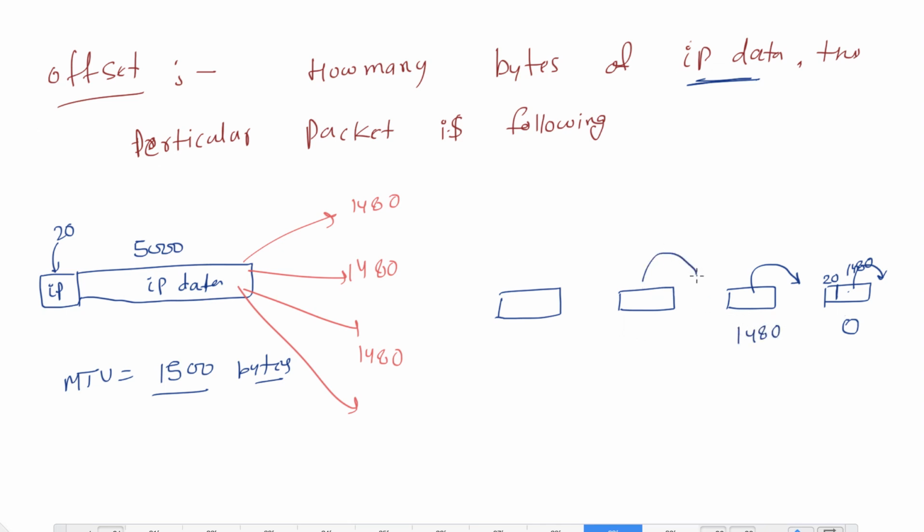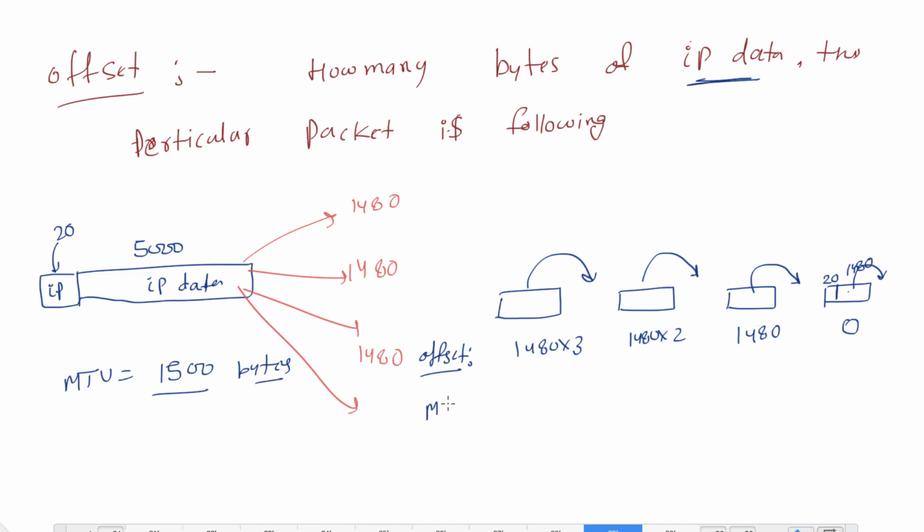And how many bytes is the next one following? Don't consider the IP header, only consider the IP data. It is following 480 bytes here and 480 bytes here, so 480 into 2. The next is following 480 into 3. So this is the offset. I hope you got it. How many bytes this packet is following is the offset.